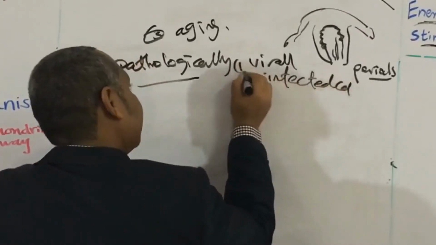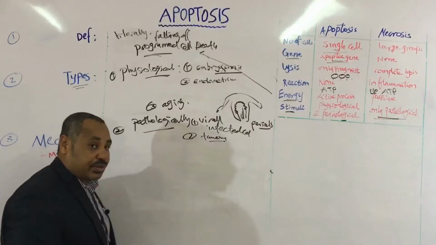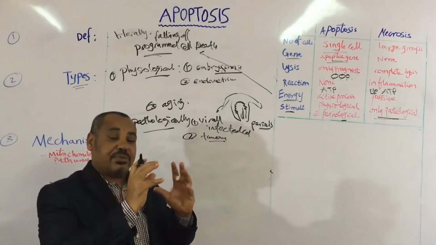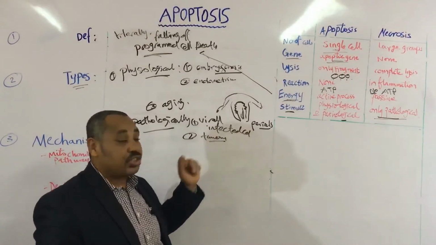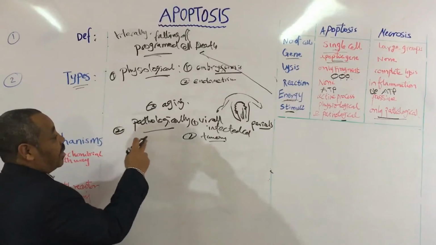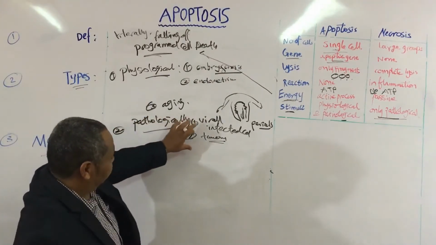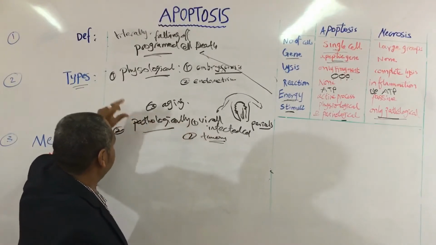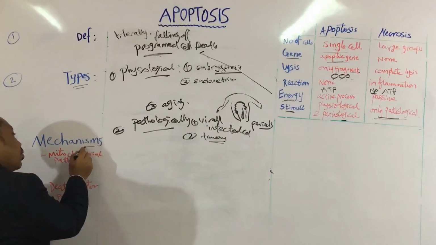Also number 2, tumor cells. If you have large tumors, sometimes some of these cells will die by apoptosis. These tumor cells kill themselves by apoptosis in the tumor. So these are 2 important pathological processes in which apoptosis takes place. Let us go over this point.